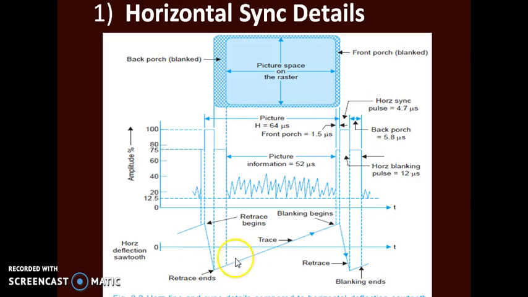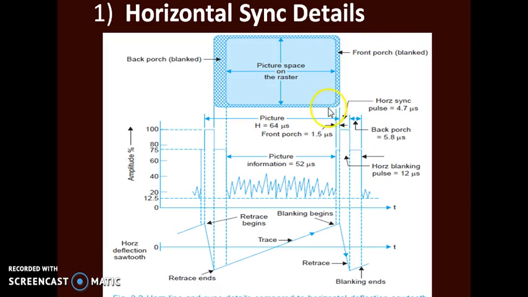Now observe the current flowing through the horizontal deflection coil. The linear rise of current in the horizontal deflection coil will move the beam from the left to the right end of the raster so as to scan the information available on a particular line. Then this 12 microsecond retrace period is used for the beam to go from the right to the left end so that it can scan the next line.